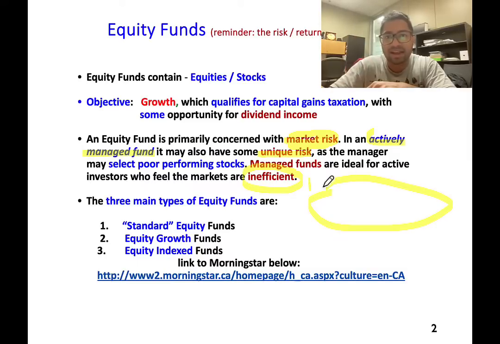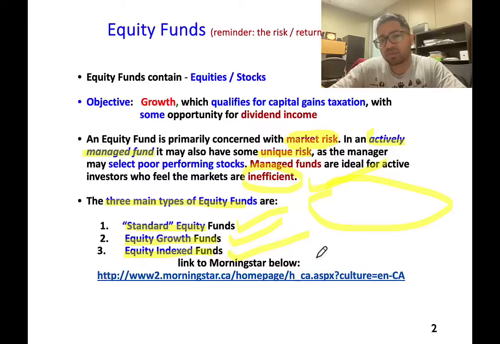Important for the exam: there are three main types of equity mutual funds. You have standard equity funds, which are actively managed. Then you have equity growth funds, which focus more on generating capital gains, so they try to go for high risk investments. And equity index funds, which are passive funds that basically follow a specific index. I'm going to show you examples of all three.